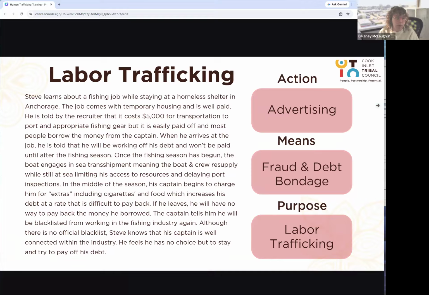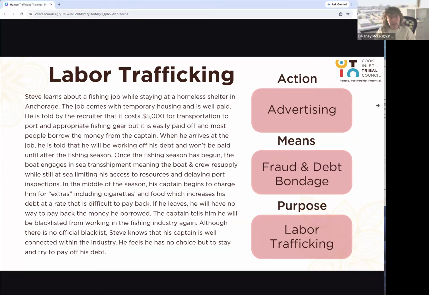When he arrives at the job, he is told that he will be working off his debt and won't be paid until after the fishing season. Once the fishing season has begun, the boat engages in sea transshipment, meaning that the boat and crew resupply while still at sea, limiting his access to resources and delaying port inspections.